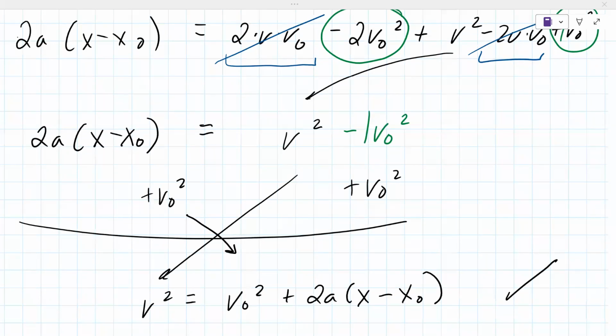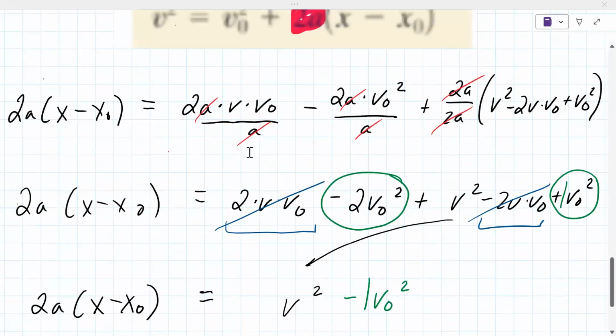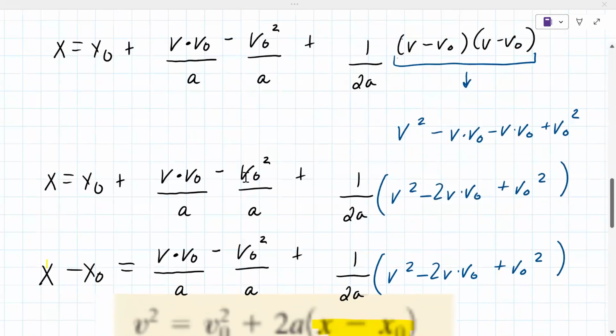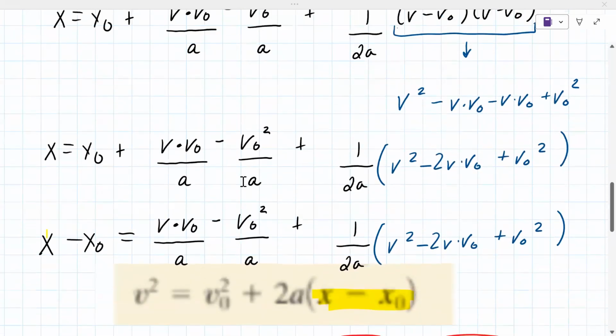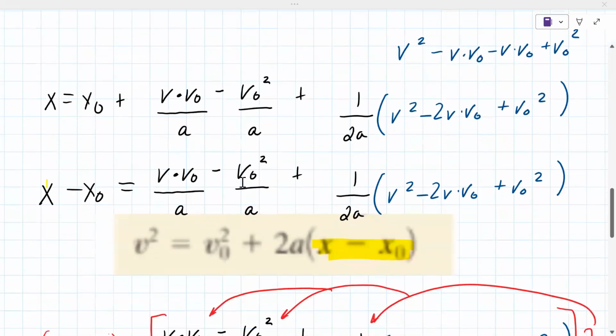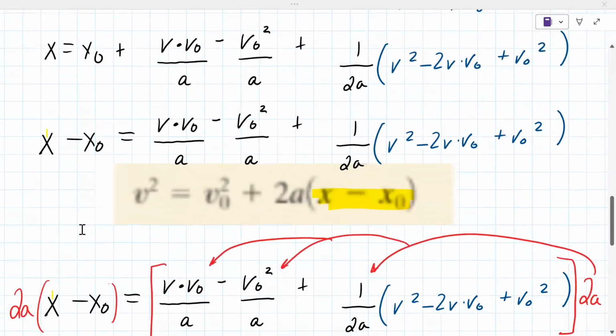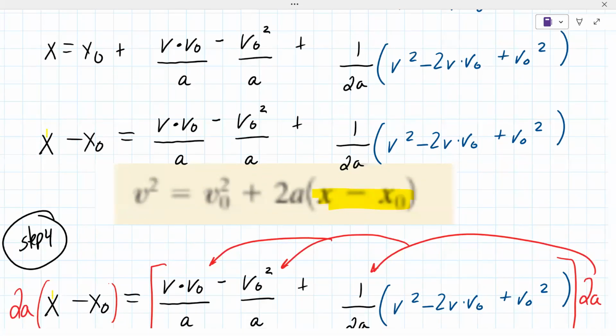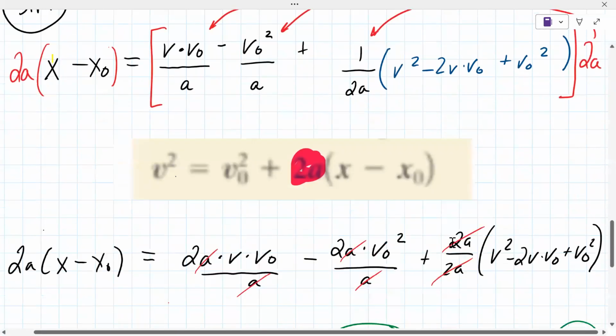So this is step 4. Where did step 4 begin? Maybe somewhere here. I would say step 4 begins here. This whole thing is really one continuous problem, it's just being broken up. Yeah, that makes sense.